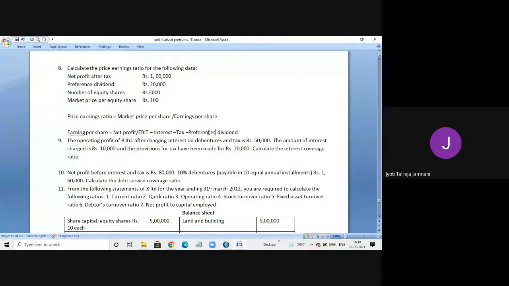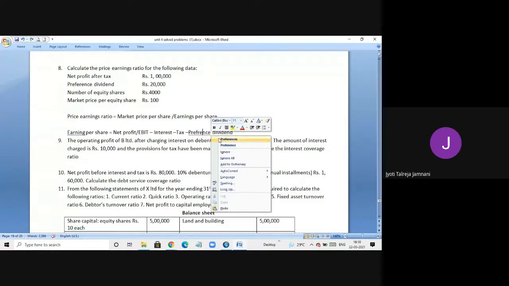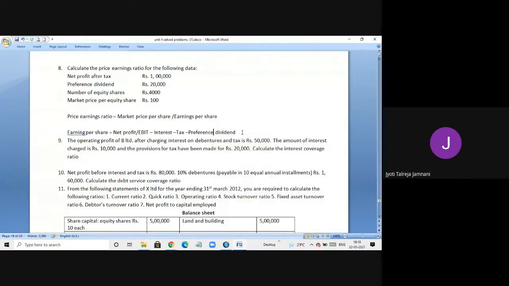In today's morning session, I explained that equity shareholders get the residual income, or the remaining income. So whatever the profit is, first we pay interest to the debenture holders, then we pay taxes to the government, then we pay preference dividend, then what remains goes to equity capital. So earnings available to equity shareholders we find like this, divided by number of shares.